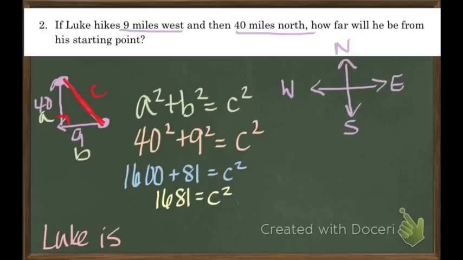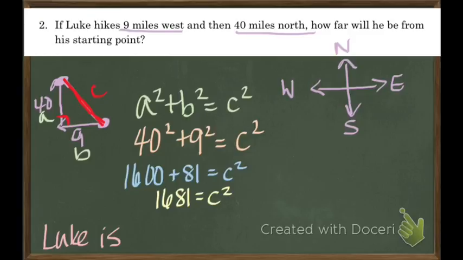Okay, let's see if we did the same thing. I wrote down my formula, a squared plus b squared equals c squared. And I labeled a as being 40 and b as being 9. Now, you could have swapped those and said that your a was actually 9, which would have made your b 40. So we squared 40 and we squared 9, and I got 1600 plus 81 equals c squared.